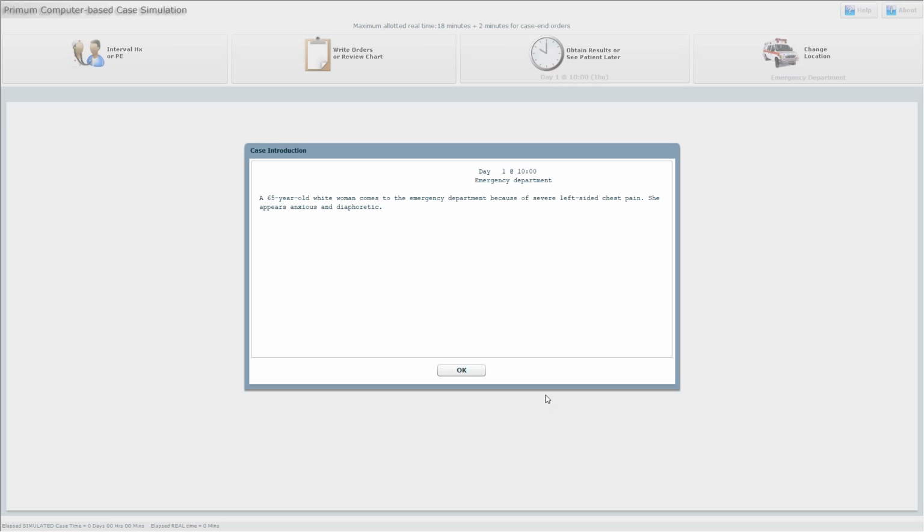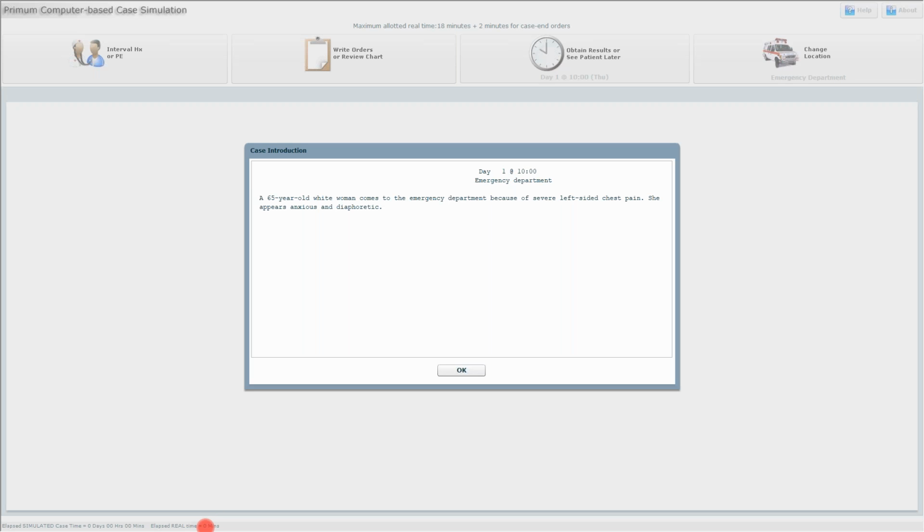So 65-year-old white woman, so you're able to see that, right? 65-year-old white woman comes to the emergency department, severe left-sided chest pain, appears anxious and diaphoretic. It's the same case. You have simulated time here. You have real time here. Simulated time moves when you advance the clock by actually choosing the clock. Real time moves as you wait. Real time is your time.